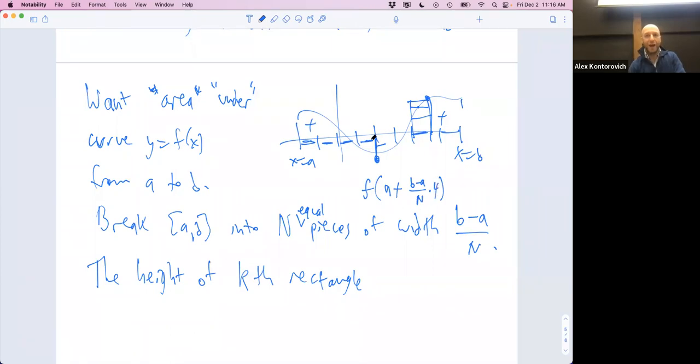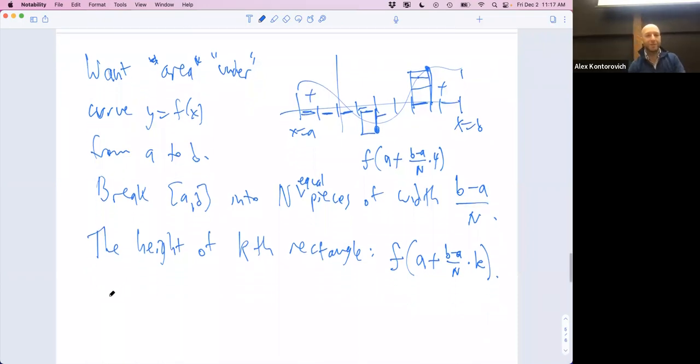Okay, so the height of each of those rectangles, we're going to make a rectangle like this. The height of the kth rectangle is the value of the function at a shifted over by the width of each rectangle times k. This is exactly the Riemann sum. That's exactly what we're coming up to.